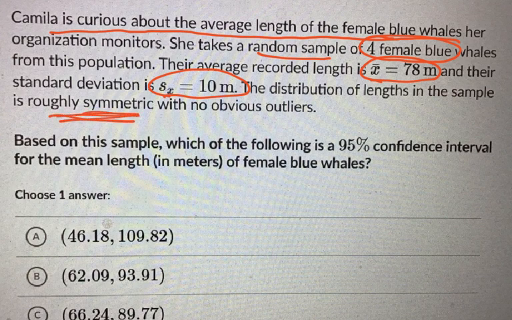In other words, if we looked at the data plot, it looked like the other problem, pretty symmetric in balance, like so. No obvious outliers. Good. Based on this sample, we want to make a 95% confidence interval to try to figure out what the true mean length of a female blue whale is. Well, how do we do that, guys?